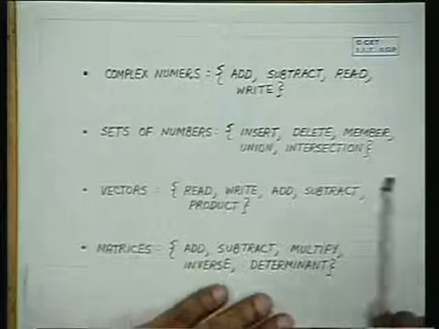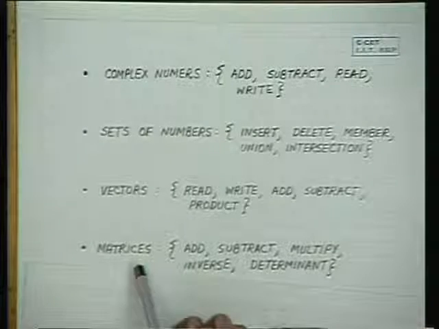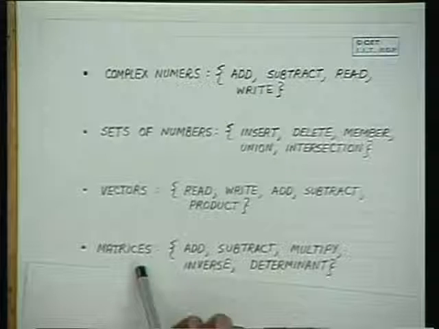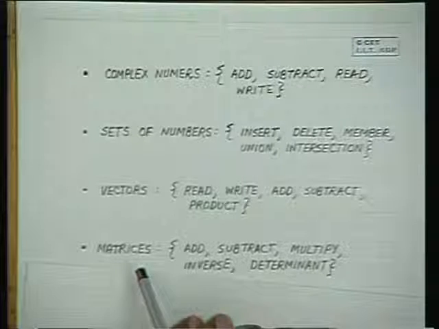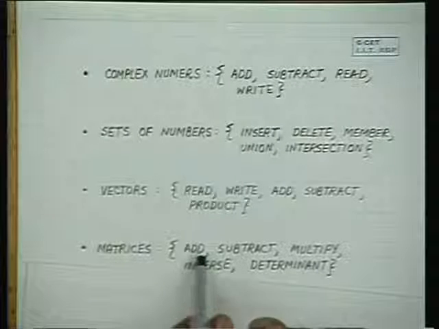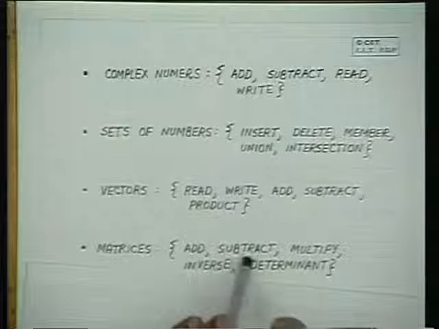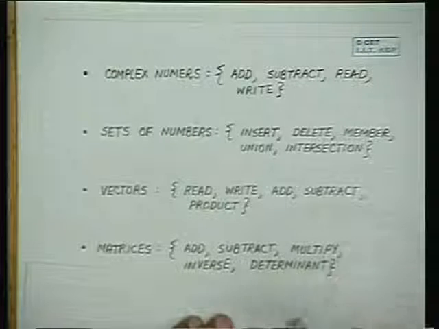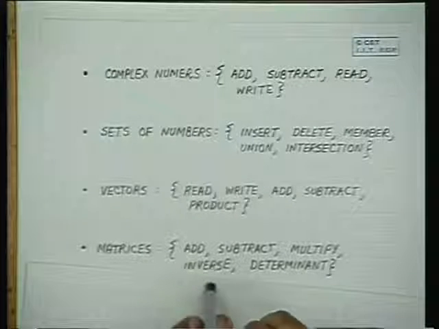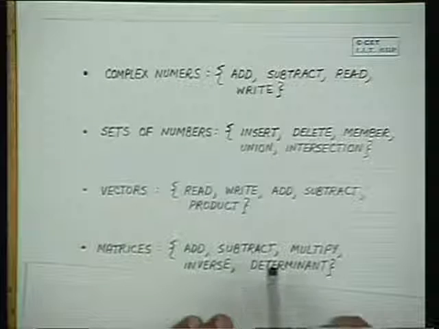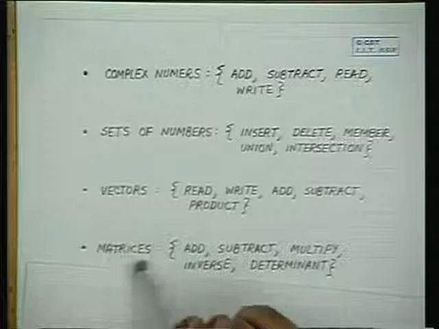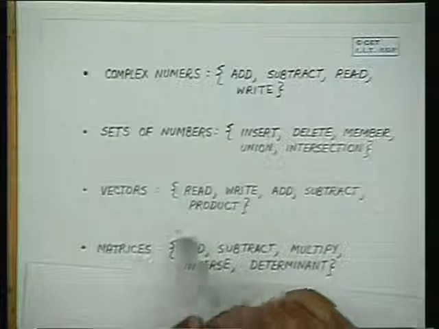Matrices. You can define a data structure called a matrix which is parameterized by 2 parameters depending on the rows and columns of the matrix, and then you can define operations for adding 2 matrices, subtracting 2 matrices, multiplication of 2 matrices, inversion of a matrix, finding the determinant of a matrix, and so many others. So these matrices will be operated by the operators which are defined.